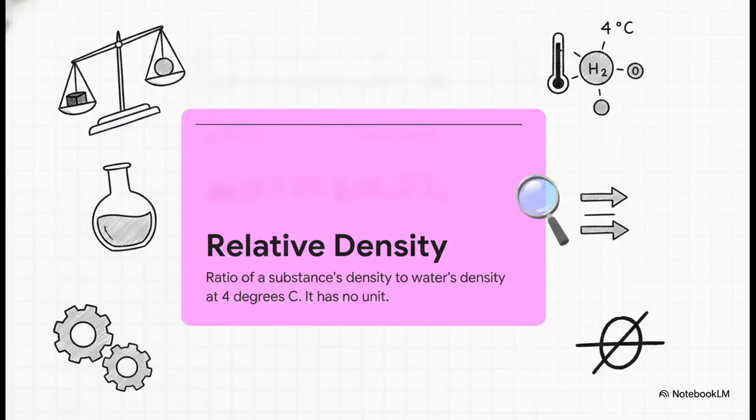This brings us to a classic exam trap involving density. Standard density is pretty straightforward. It's just mass divided by volume, usually kilograms per cubic meter. But then there's relative density, sometimes called specific gravity. This compares a substance's density directly to the density of water at 4 degrees Celsius. And here's the catch. Because you're dividing one density by another density, the units perfectly cancel each other out. That means relative density is purely a ratio. It has absolutely no unit at all. So when the exam asks for the unit of relative density, remember, it doesn't have one.